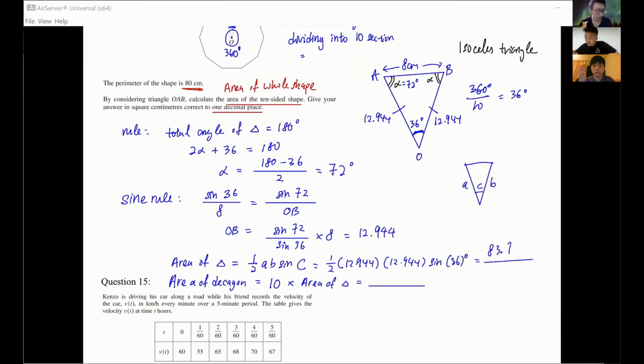83.77, and then you just multiply by 10 for the area of the decagon. That will be 837.7 cm squared.